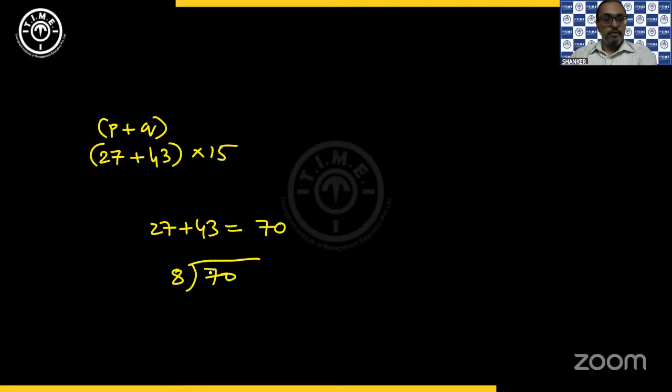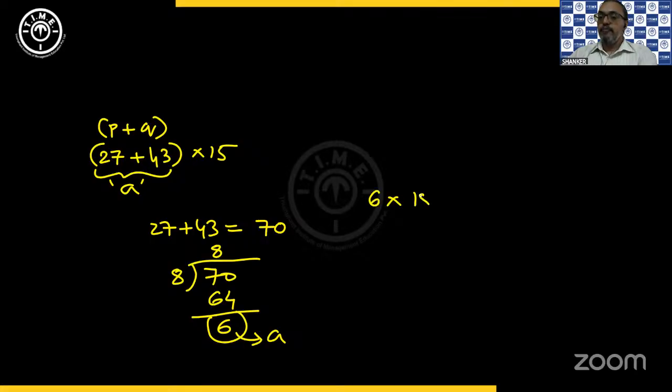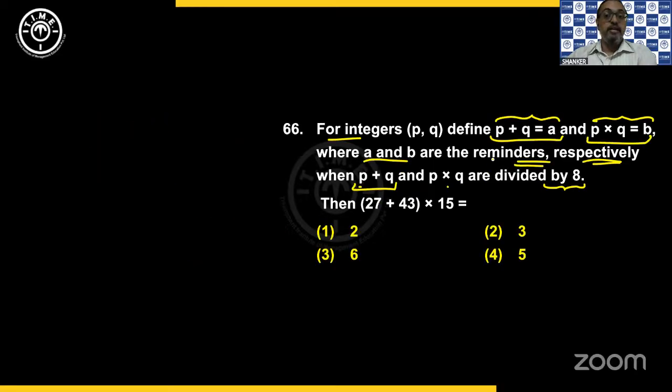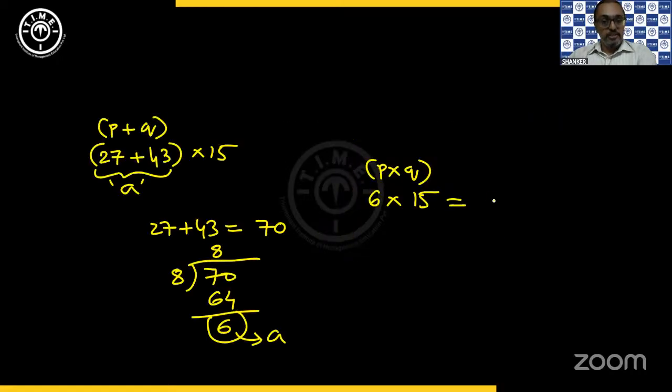Are you understanding the point? So how much is this? 8 times 8 is 64. The remainder is 6. So this is a. P plus q equals a, means now this one should be replaced by a. So we have a into 15, means 6 into 15. Now it is in the format of p into q. And what he says, p into q equals b, where b is the remainder when p into q is divided by 8. So this is 90. So you take 90 and you divide by 8. Now this value is how much? 8 times 11 is 88, and the remainder is 2.